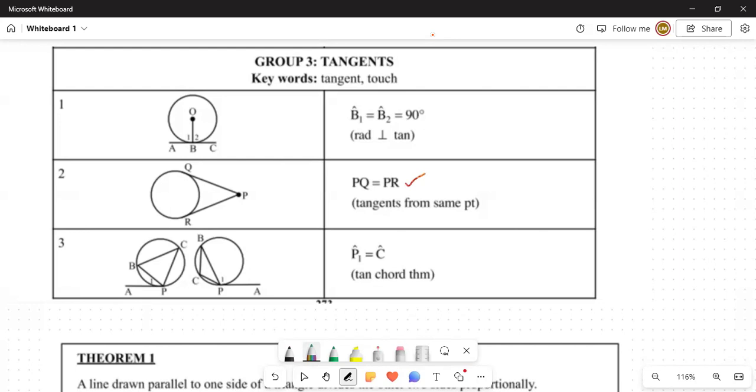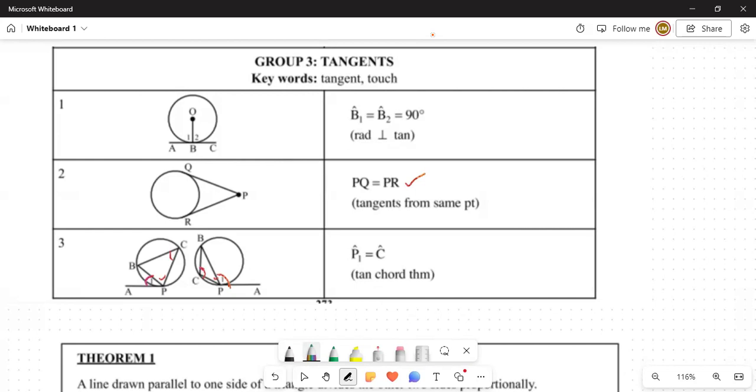Another one we have here is your tan-chord theorem, which says that this angle over here is equal to that angle over there. I'm always asked, how do I tell which angle it is, right? After you get that angle, you count one, and then the next angle is it, right? So for me, that angle, I count one, and the next angle is it. That's how I show that these are tan-chord theorems.